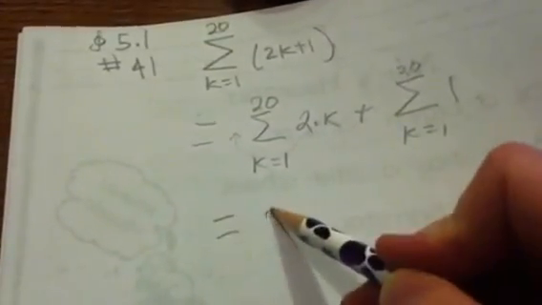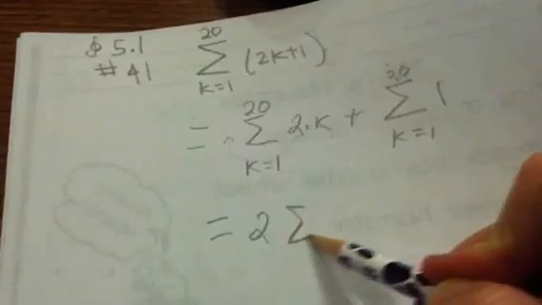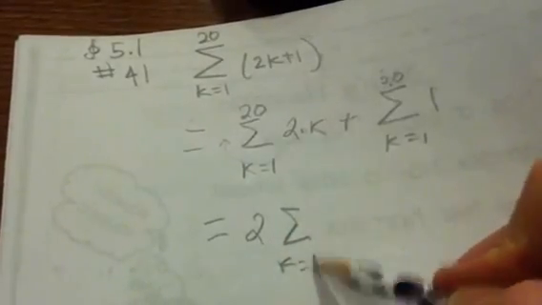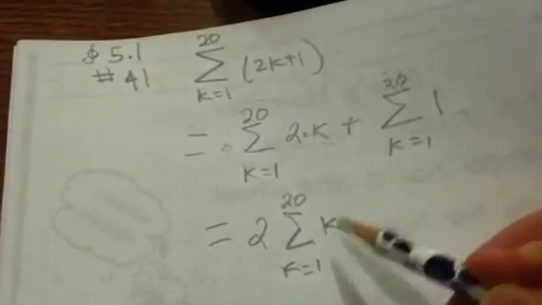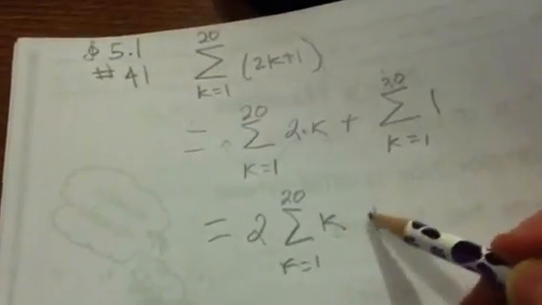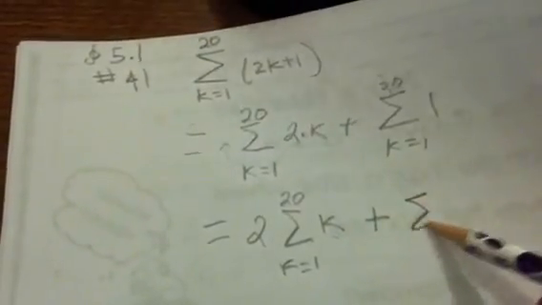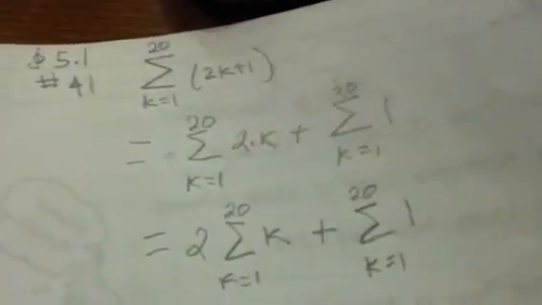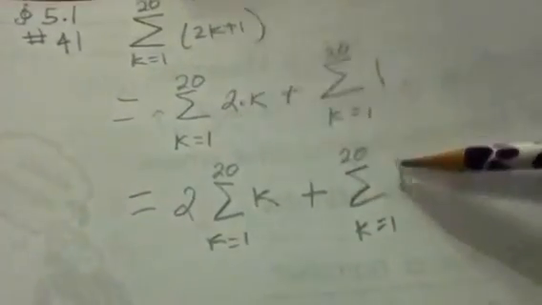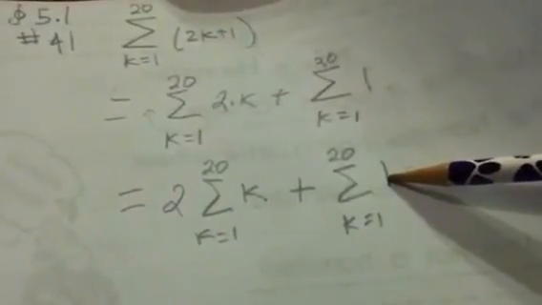So here we pull out the 2 and we have the sum of k equals 1 to 20 of k, which is the first order power sum, plus the sum from k equals 1 to 20 of 1. Okay, so this is your constant multiple. You're going to add 1 up 20 times.